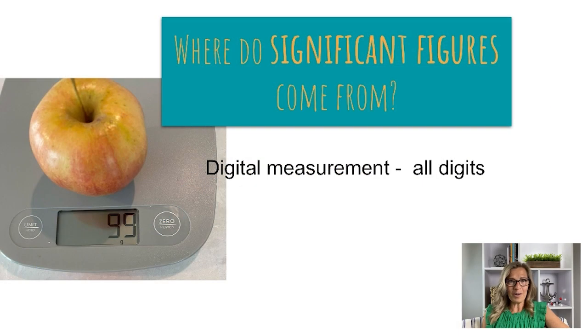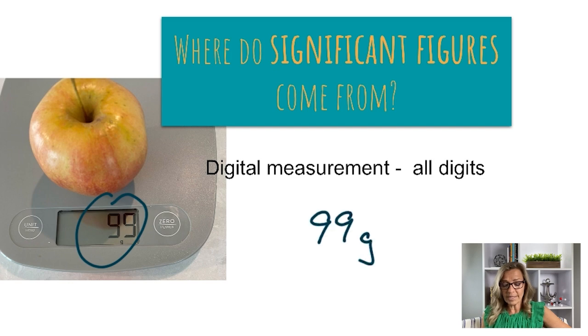So first of all, where do they come from? They only count for measured numbers, and this is why you've never seen them before in science, because chemistry is the first class where you're really talking about measured values. For example, if we're going to find the mass of an apple, we would throw it on a balance, and this measurement is 99 grams. So the significant figures come from the measurement instrument.